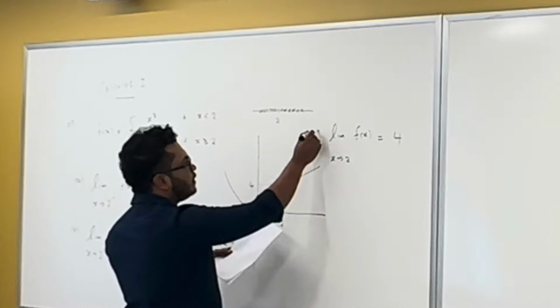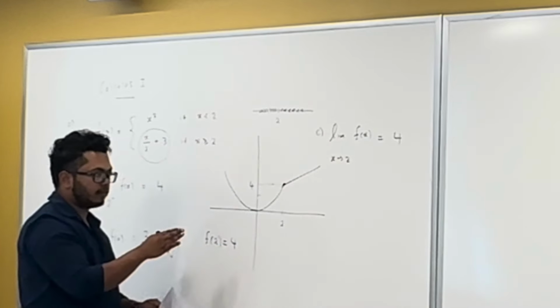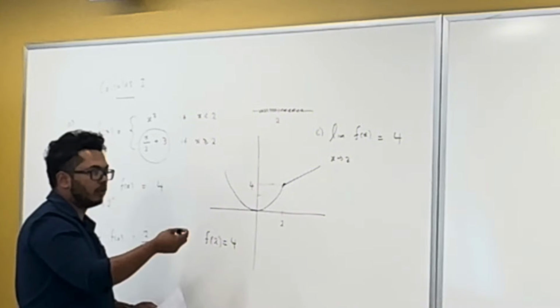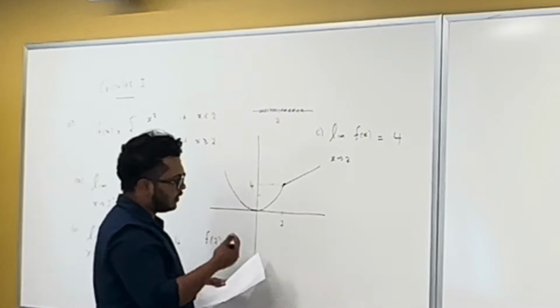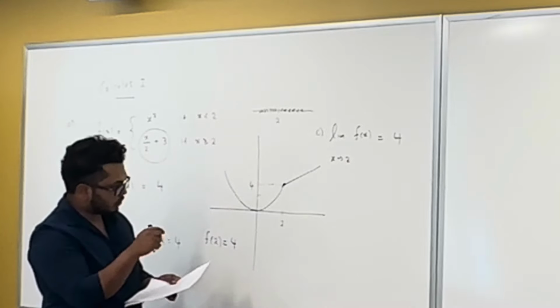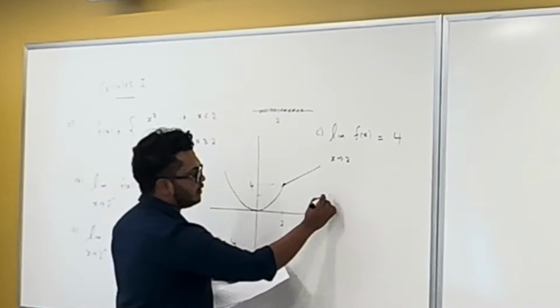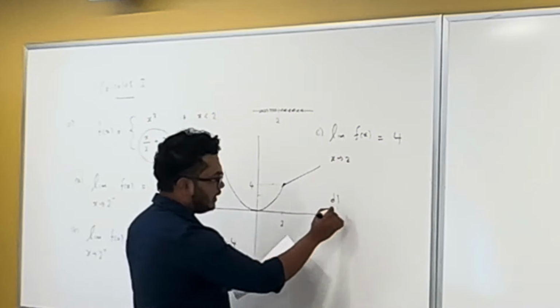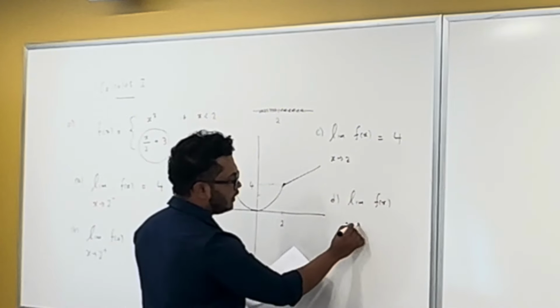This is part C. Since the limit and function value are equal, you can say the function is continuous at 2. It's not a question, but if it asks you a question like that, you can say yes, it is continuous at 2.